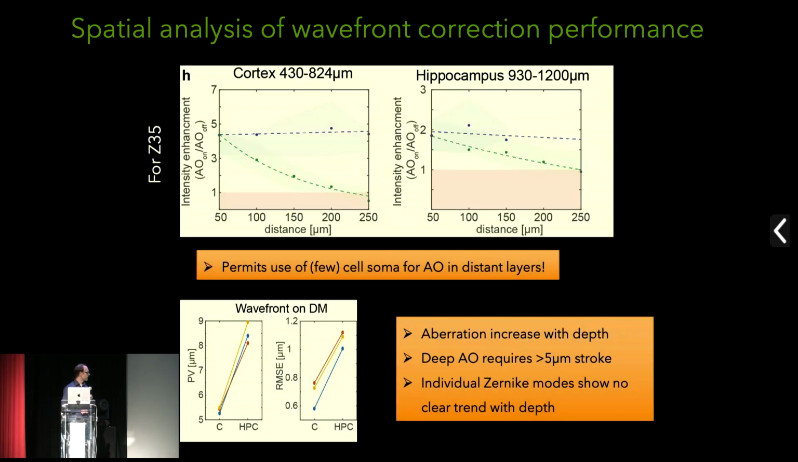We also learned in our study that the aberrations increase with depth. This is maybe not that surprising, but what we found is that adaptive optics in this deep brain region, especially the hippocampus, requires a stroke, so a maximum amplitude of the deformable mirror, that is larger than many of the first models out there could handle.